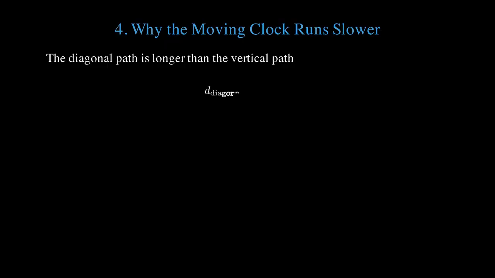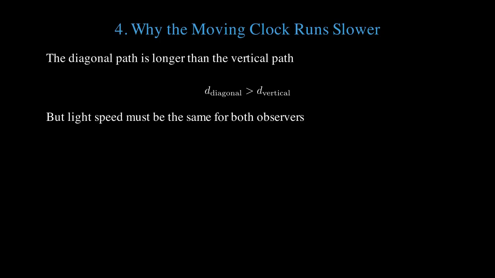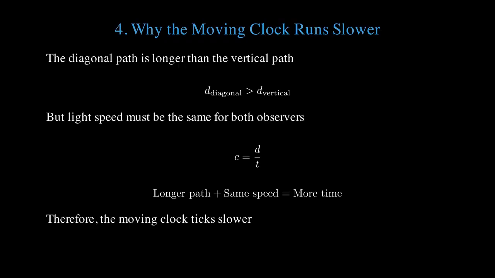Now we can see why the moving clock must run slower. The key insight: the diagonal path the light travels in the moving clock is geometrically longer than the straight vertical path. The diagonal distance is greater than the vertical distance. However, Einstein's second postulate demands that light speed must be exactly the same for both observers, since speed equals distance over time and the speed of light is constant. If the path is longer but the speed is the same, then more time must have passed for the moving observer. Therefore, the moving clock must tick slower to accommodate the longer path at constant light speed.